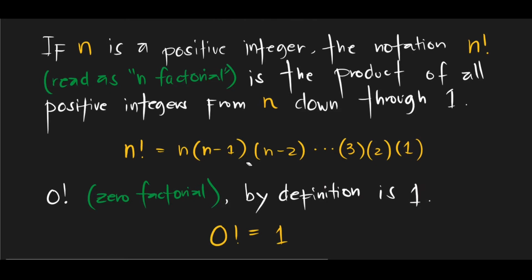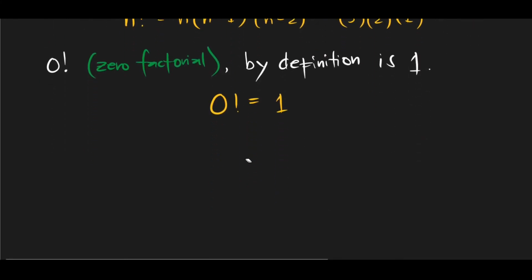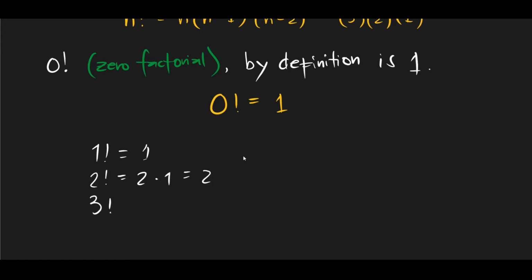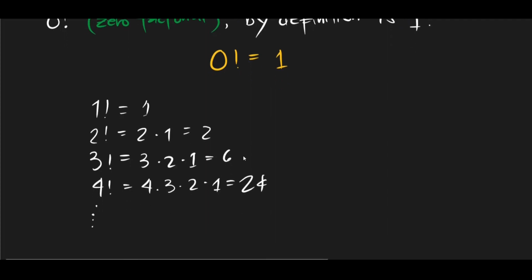And 0 factorial by definition is equal to 1. So that you have right here. Okay, so let's get the factorial of the first few positive integers. Start with 1. 1 factorial is 1, right? 2 factorial is equal to 2 times 1 is equal to 2. And 3 factorial is equal to 3 times 2 times 1 is equal to 6. 4 factorial is equal to 4 times 3 times 2 times 1 is equal to 24. Okay, now you get the idea and proceed following the pattern.